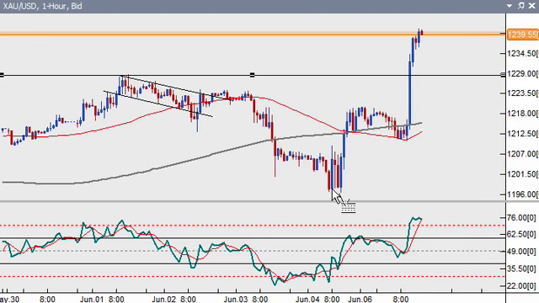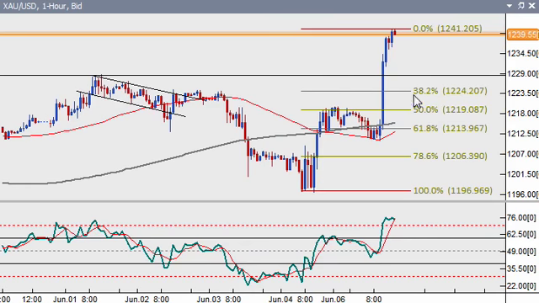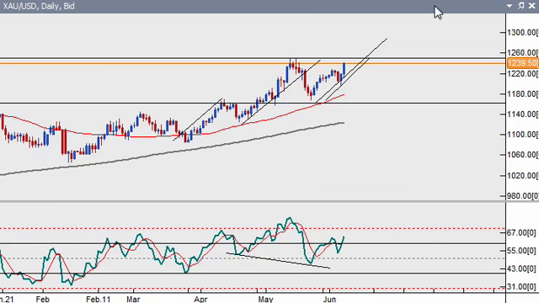Maybe if we measured these two moves, we could have some idea of where support could be. First here at the 1225 area, just below this previous high. Alright, so continue to stalk gold as it continues to rally. If it breaks 1250, it may go to 1290.